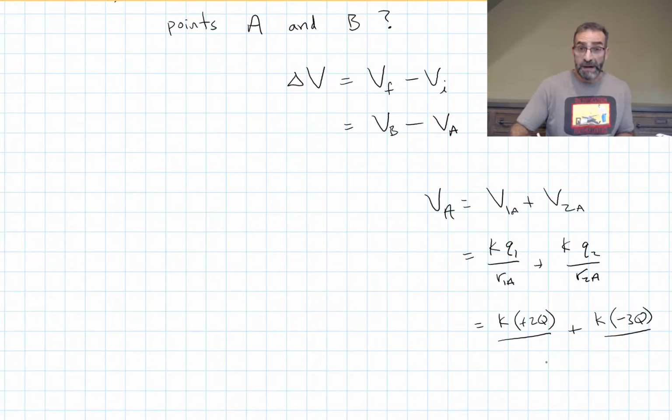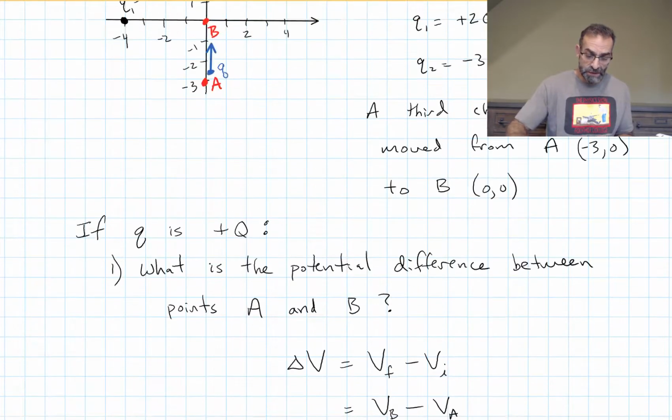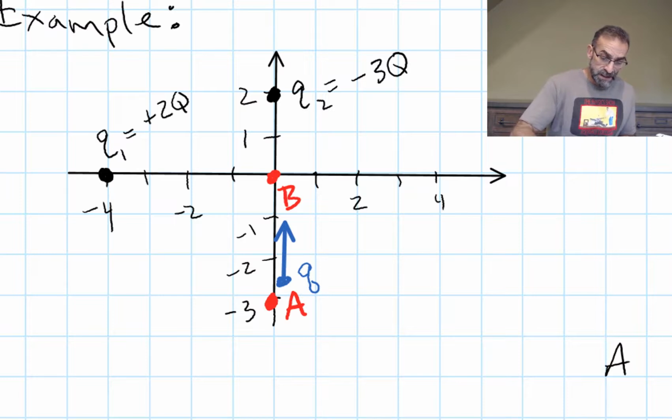Charge 1 is positive 2Q, and it's a distance of 5. Let's just assume we're in meters here. And charge 2 has a negative 3Q charge, so don't forget the minus sign. And it's also a distance of 5 away. Let's check those distances one more time.